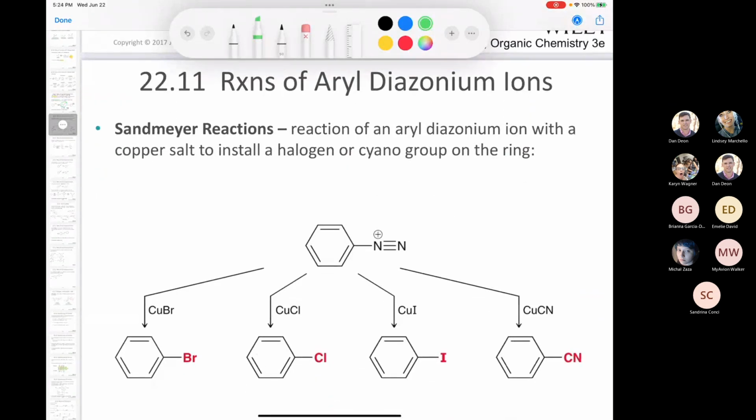The first kind of reaction that we're going to look at is called the Sandmeyer reaction, or Sandmeyer reactions because there's a few of them. It's a reaction of an aryl diazonium with a copper salt to install a halogen or a cyano group. And I should point out it's a copper(I) salt. So we have copper(I) bromide reacting with an aryl diazonium that installs a bromine. Copper(I) chloride gives you chlorine. Copper(I) iodide gives you an iodine. And copper(I) cyanide gives you a nitrile when reacted with a diazonium salt.